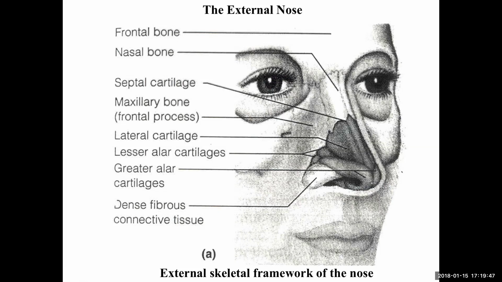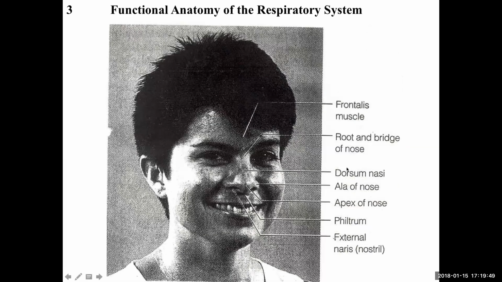Internally, we have a large cavity. Here's another view of the frontal bone, and then you see here the root, and the root is about here, then the bridge, then the apex is here. We have wings, the ala of the nose. Right underneath that, we have the vestibule, but we'll get to that. And then the dorsum nasi is the anterior portion. Actually, it's really this part right here, but it kind of reflects over to the sides a little bit. But the dorsum nasi really is this portion right above the septum.